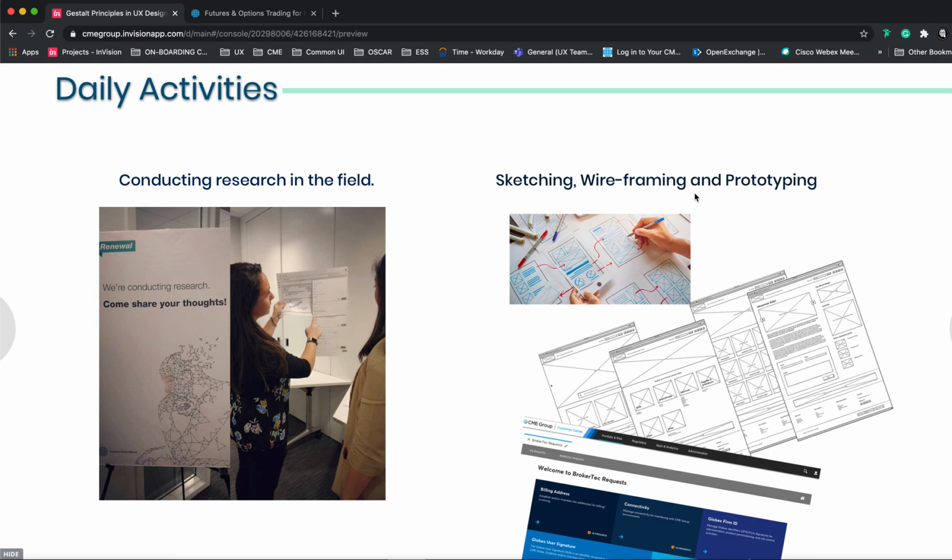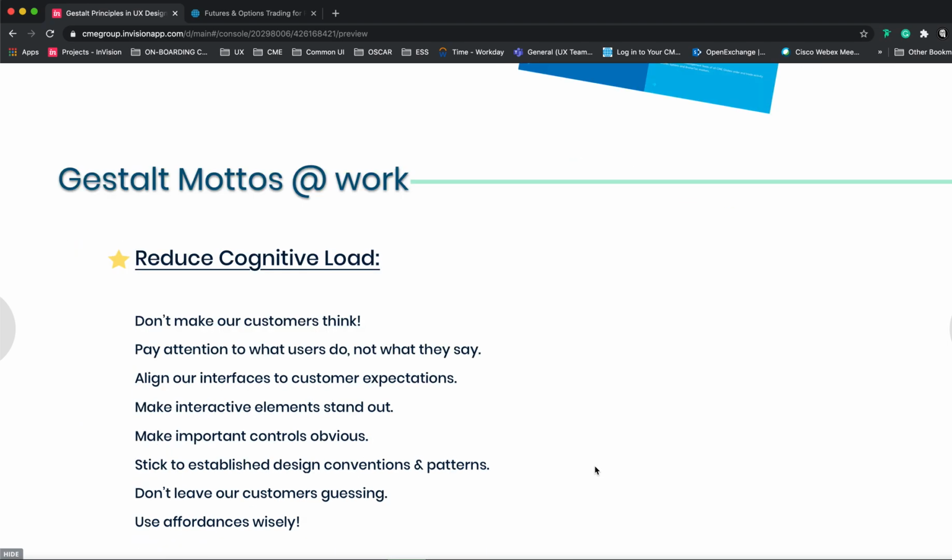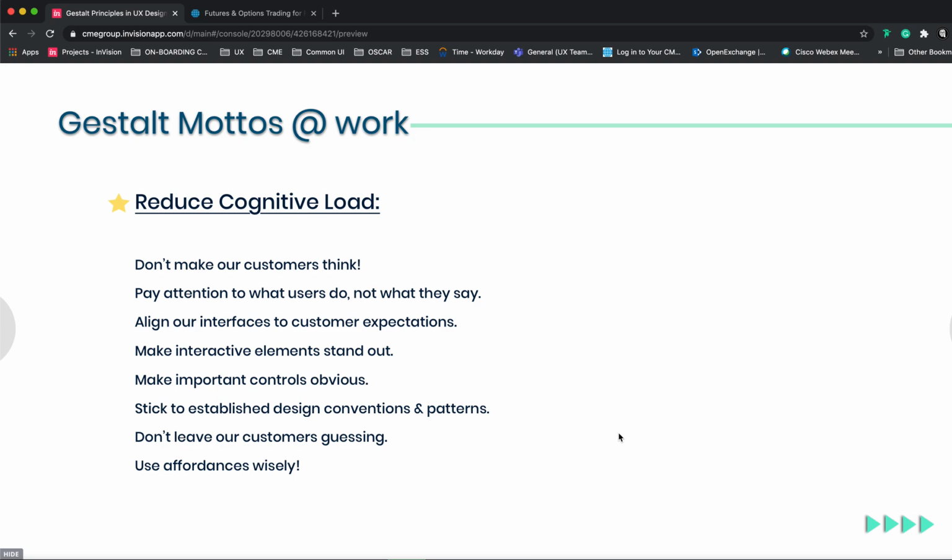And then sketching, wireframing, and prototyping is pretty much a daily activity. Mostly I spend a lot of time wireframing and doing finalized visual designs here. And then we have Gestalt mottos at work, to reduce cognitive load. This is very important.